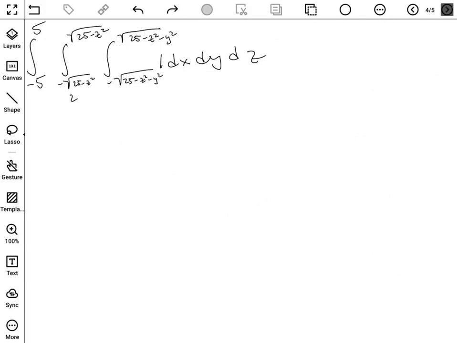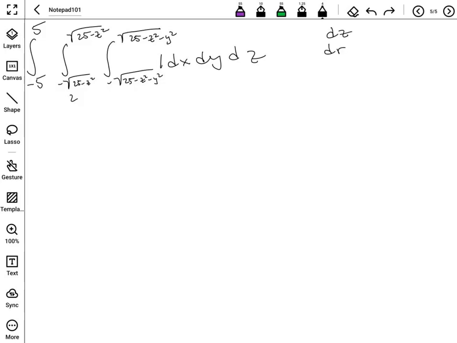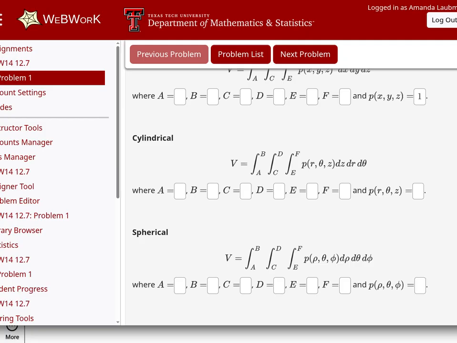So I copy pasted my Cartesian coordinates, and I'm trying to convert to cylindrical. Cylindrical are coordinates that have dz, dr, and d theta. And the specific order that I'm supposed to do this one in is exactly that order.